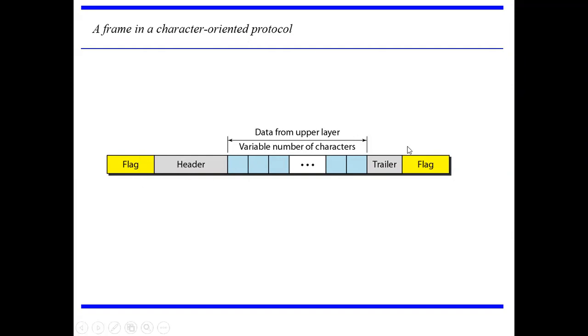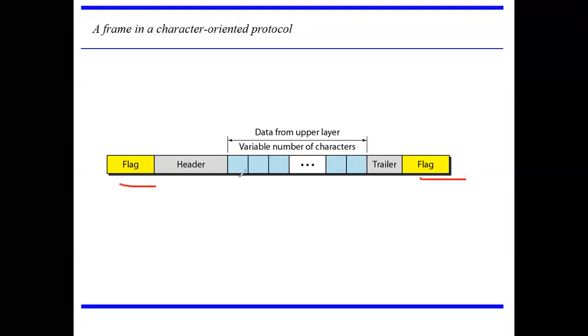Similarly, this is the frame format. It consists of a start flag and an end flag. Here also there will be a flag pattern, but there is no predefined flag pattern here. And this is the address, this is the FCS, and this is the variable data, in terms of characters coming from the upper layer. So this is your frame format.